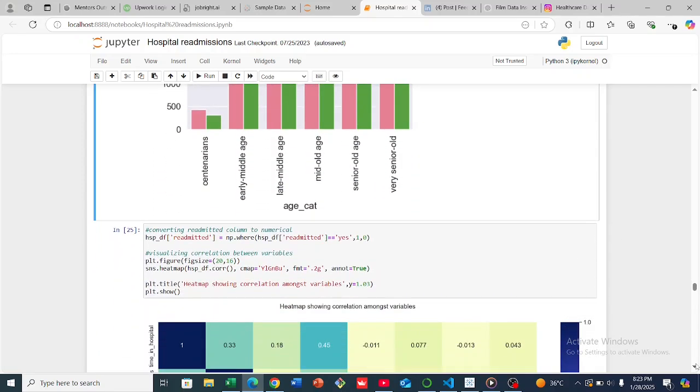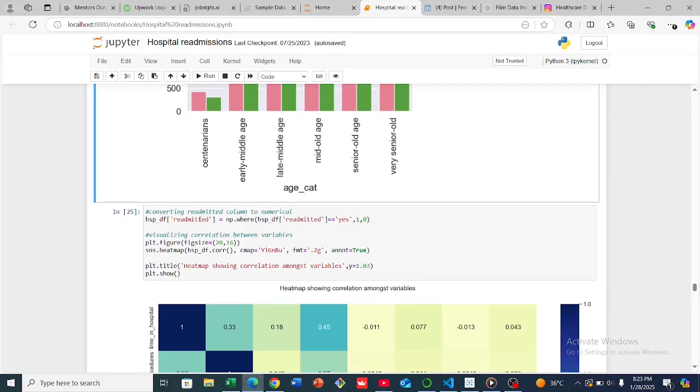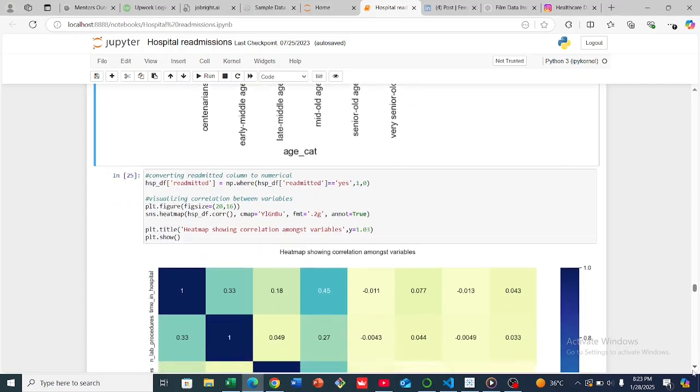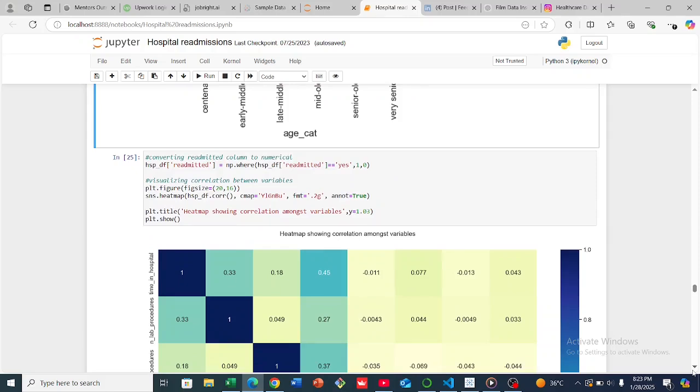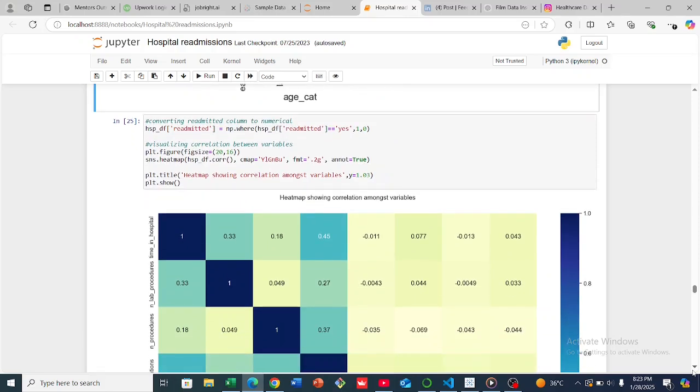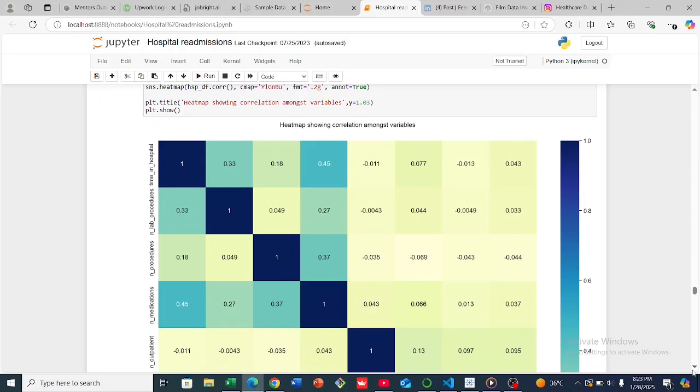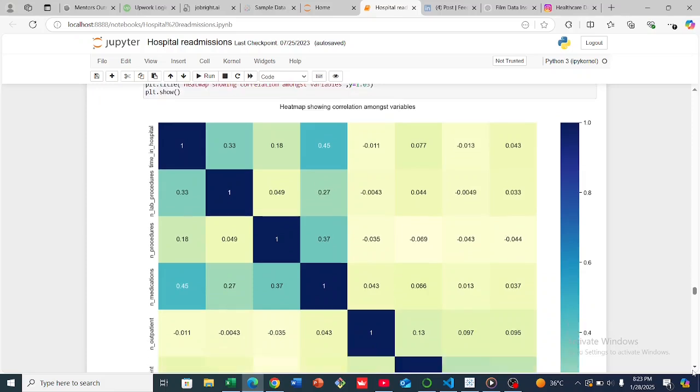The next thing I did also was to look at their correlation. Is each column correlated with whether a patient was readmitted or not? And to do that, I set our readmission column to numerals, so yes for 1 and no for 0. Then I created this heat map to show the correlation between the various columns.